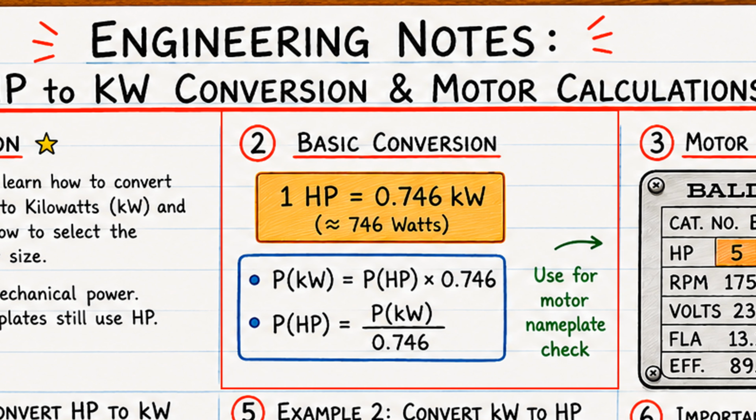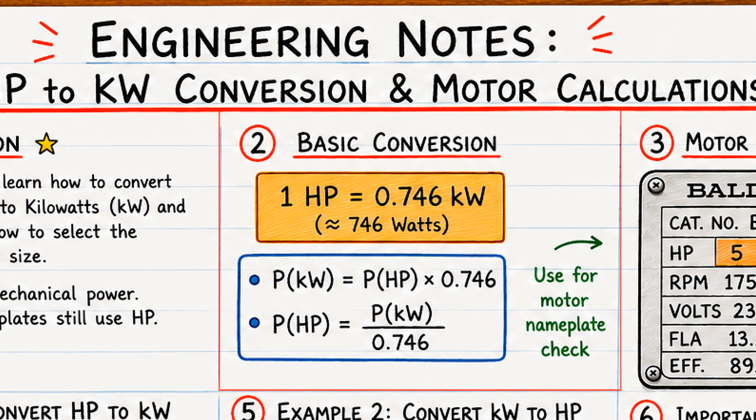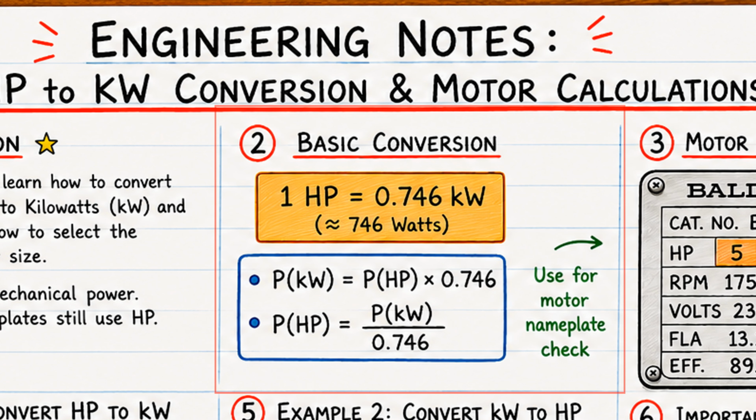Now, if we want to convert a motor rating from horsepower to kilowatts, we use the following formula. P in kilowatts equals P in horsepower multiplied by 0.746. In other words, we simply multiply the horsepower value by 0.746 to obtain the power in kilowatts.